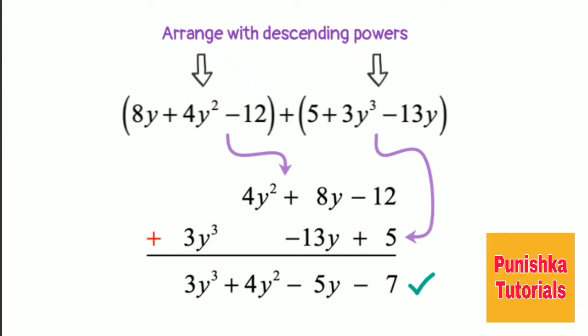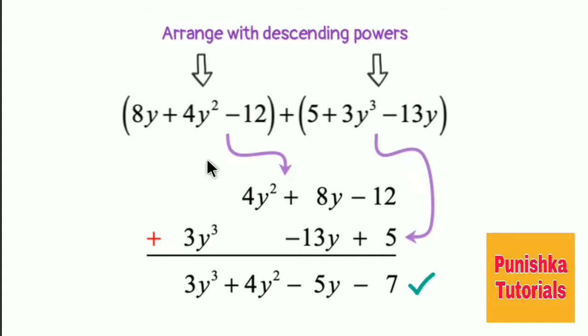The steps of addition of polynomials are: you have to first arrange the polynomials in the decreasing order of their powers. Second step is you have to bring all the like terms together, and third step will be you have to add all the like terms. Suppose the polynomials given for addition are 8y plus 4y square minus 12 and 5 plus 3y cube minus 13y.